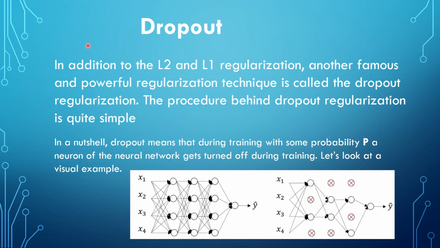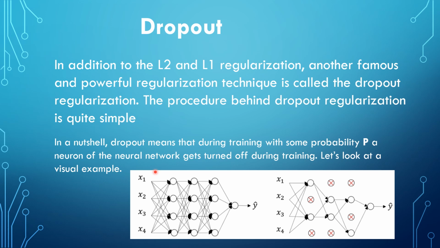Finally, we can look at dropout regularization. In addition to L2 and L1 regularization, another famous and powerful regularization technique is called dropout regularization. The procedure behind dropout regularization is quite simple. In a nutshell, dropout means that during training, with some probability p, a neuron of the neural network gets turned off. Let's look at a visual example.